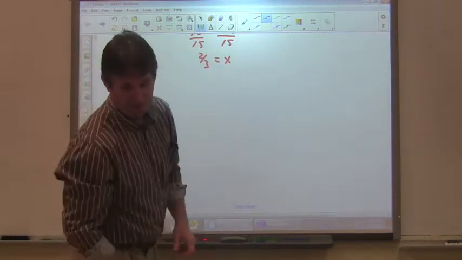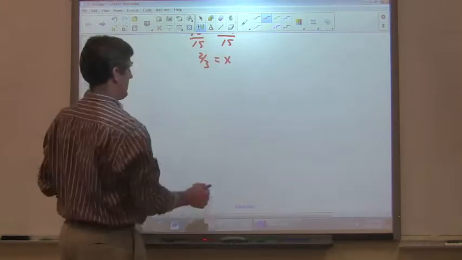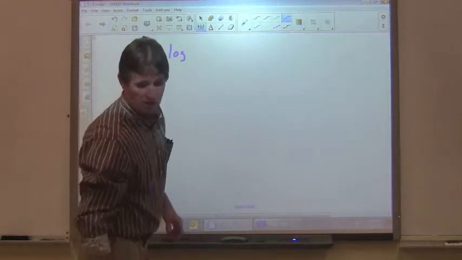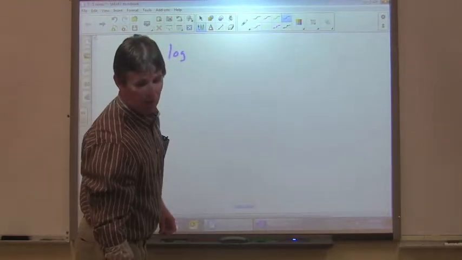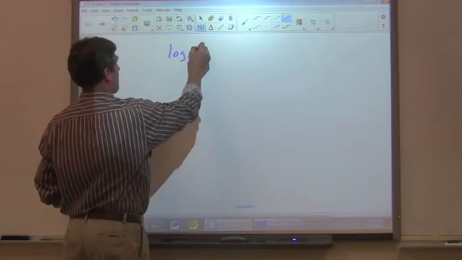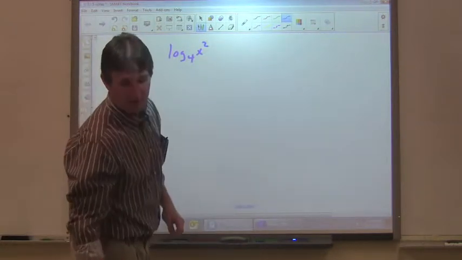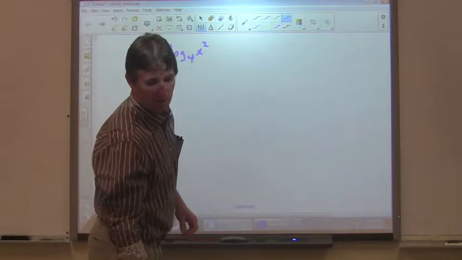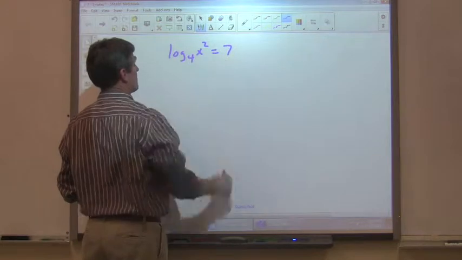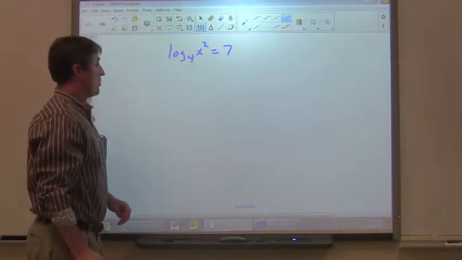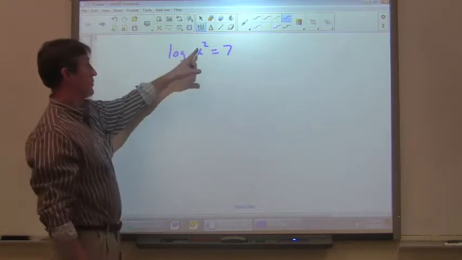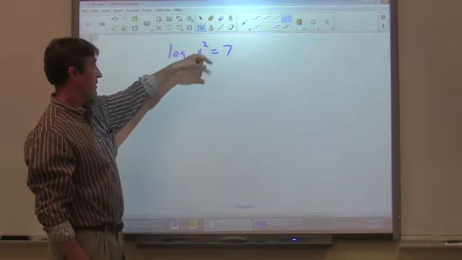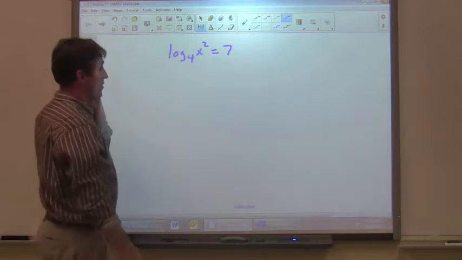All right. Let's try this one. So log base 4 of x squared equals 7. So, we run into a problem that we've had before. We can't just switch this to exponential form because of this variable up here. Well, we'll try it both ways and see if it works the same.